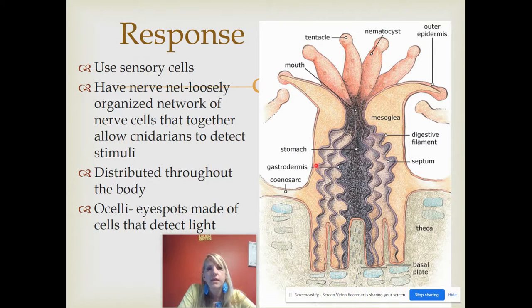This is like a sea anemone here. For responses, they use sensory cells. They have something called a nerve net. A nerve net is a loosely organized network of nerve cells that together allow cnidarians to detect stimuli. So it's kind of dispersed throughout the body. And some of them have ocelli, which are eye spots that can detect light. So they can say, oh, the light is up here, I know that there's food up there, I'm going to go toward the light. But they don't have eyes like we do, because remember, they have radial symmetry. If they had two eyes like we do, they wouldn't have radial symmetry. But they might have eye spots.